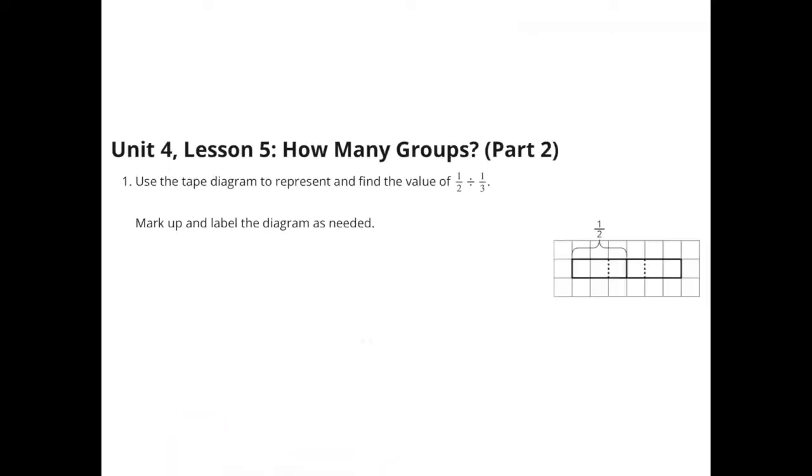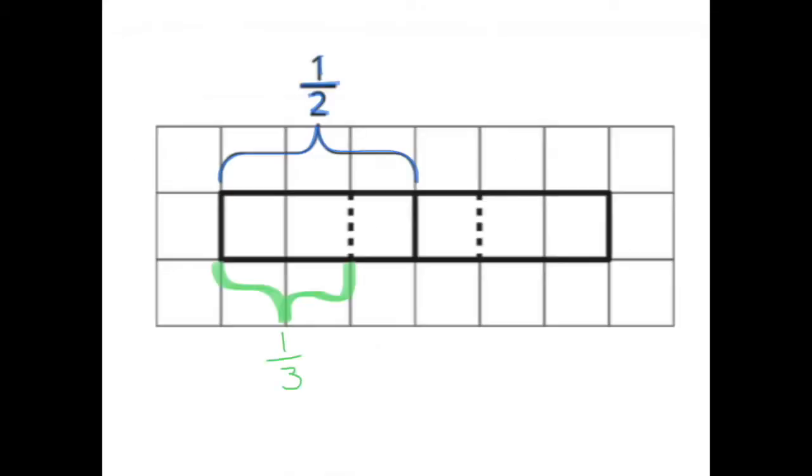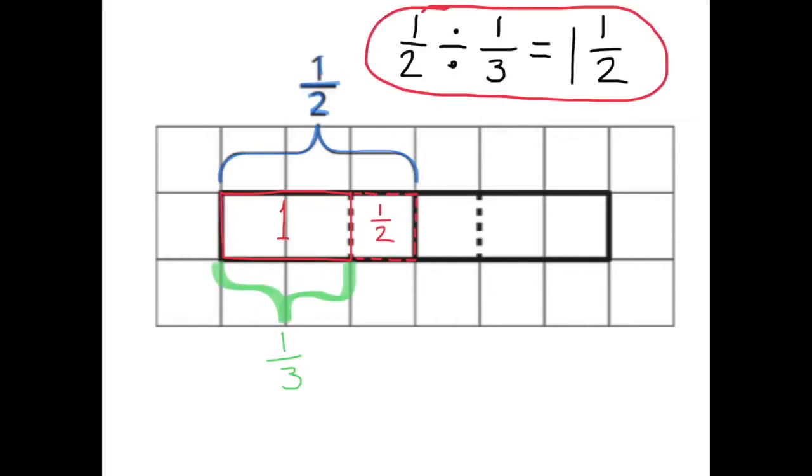Part 2. Number 1. Use the tape diagram to represent and find the value of 1/2 divided by 1/3. Mark up and label the diagram as needed. The blue section represents 1/2, the green section represents 1/3, and 1/3 fits in 1/2 exactly 1 and 1/2 times. So 1/2 divided by 1/3 is 1 and 1/2.